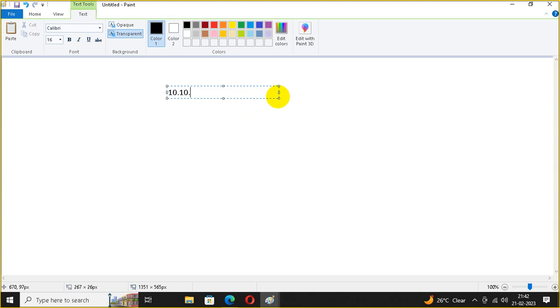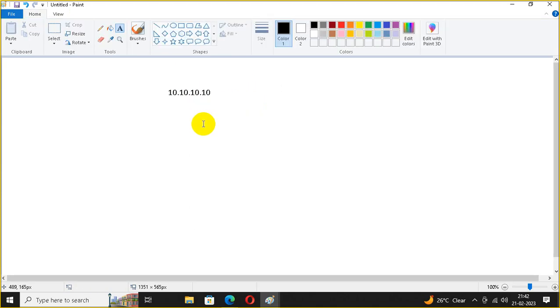So let's say there is an IP address. Whenever we write any IP address, did we observe how many octets there are? 2, 3, and 4, right? There are 4 octets. That's why we call it IP version 4.